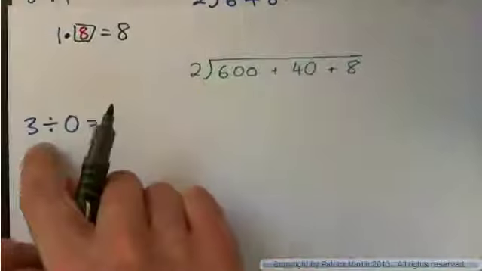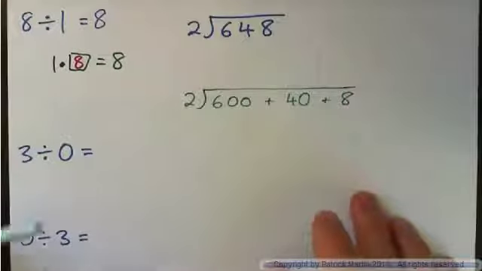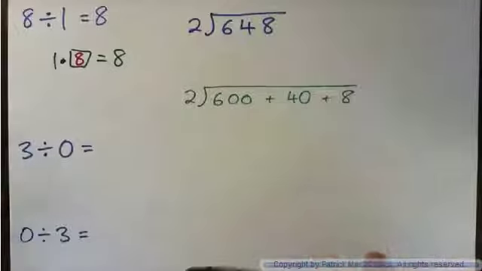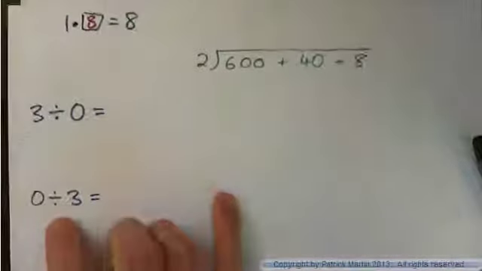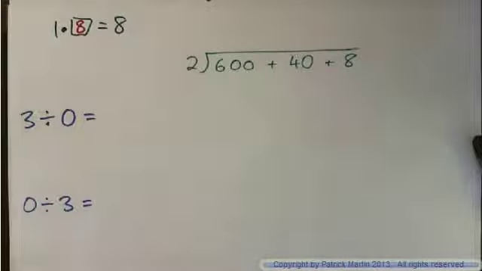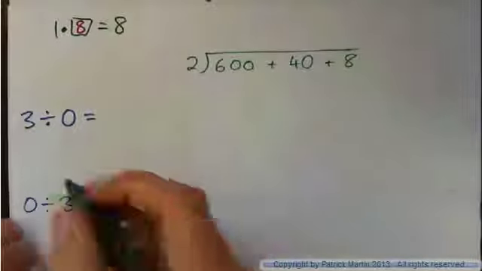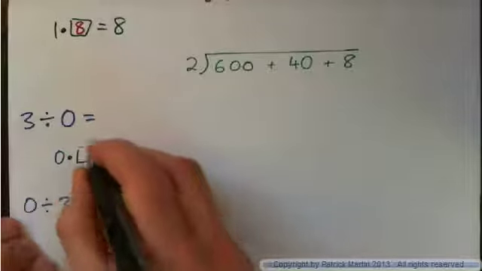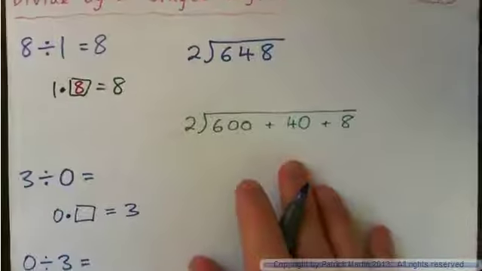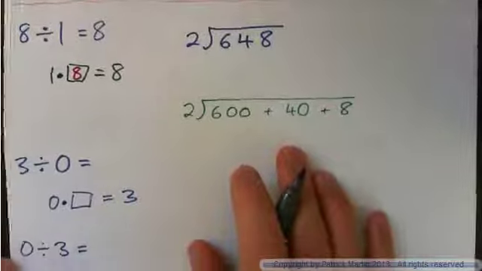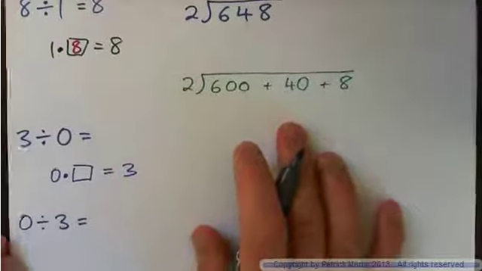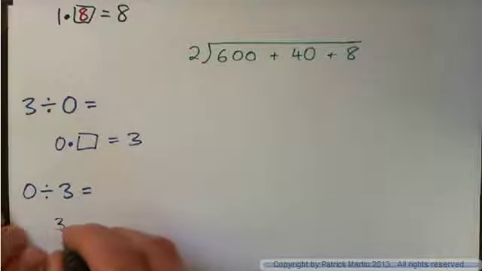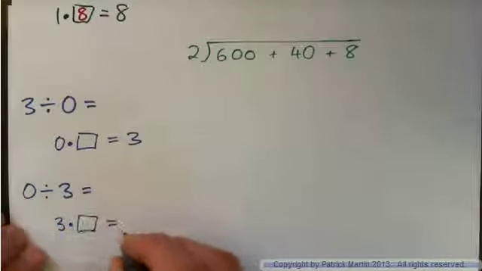So just for fun, 3 divided by 0. What's 3 divided by 0? And what's 0 divided by 3? Write down the answers to these guys. Okay, so this one is saying what? It's saying 0 times what gives 3, right? Where this one is saying 3 times what gives 0.